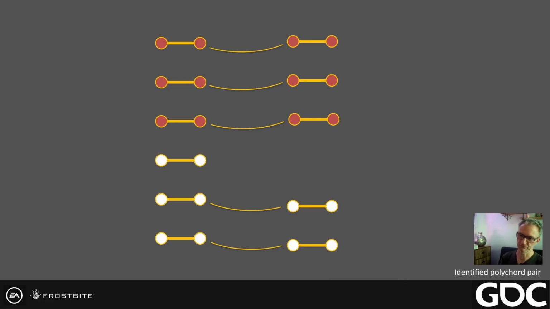And then we also consider each polychord in the flock individually using the non-paired version of that algorithm. So we're effectively hedging our bets and imagining that the mesh might be either not symmetric, in which case we're going to have single polychords, or symmetric, in which case we're going to find good pairs.